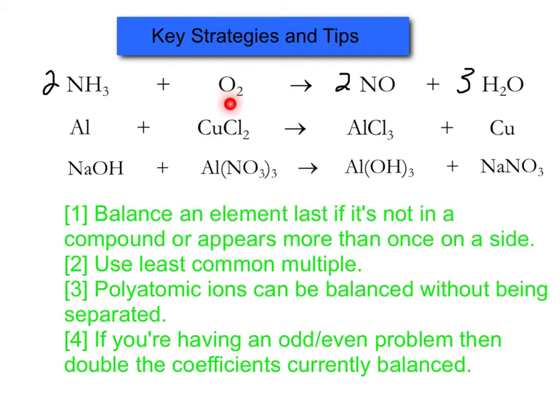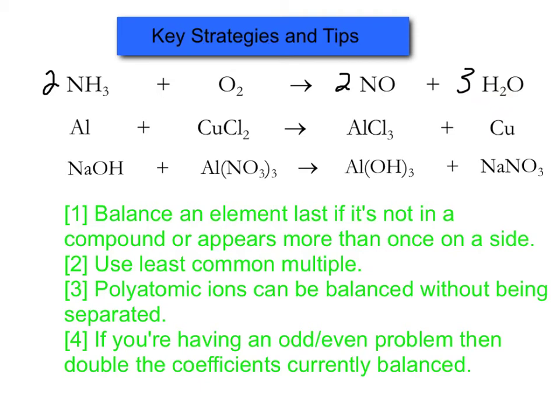Now I see that on the left-hand side I have 2 oxygens, and on the right-hand side I have 2 oxygens here, but also 3 oxygens with the water. That's going to give me a total of 5 oxygens on the right. Well, this seems to be the problem that's mentioned in strategy number 4. We have an odd-even problem because the oxygens can only come 2 at a time on the left-hand side. We'll only get even numbers for oxygens. On the right-hand side, we have a total of 5, and so what we're going to do is double all the coefficients that we have so far.